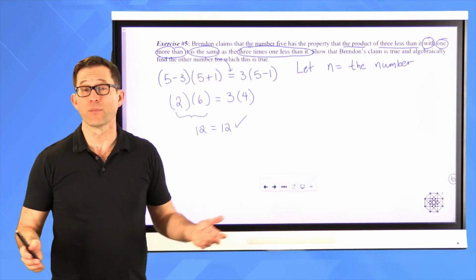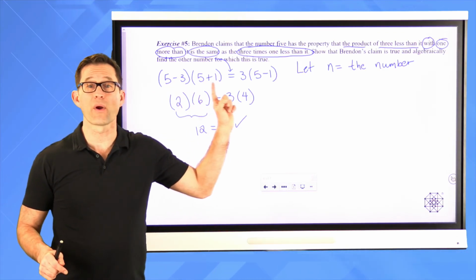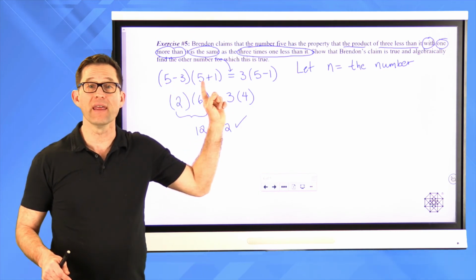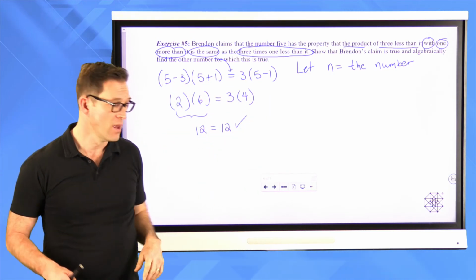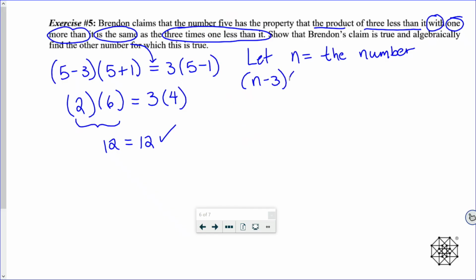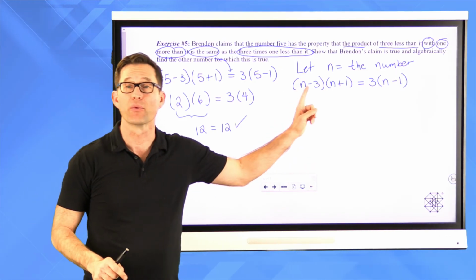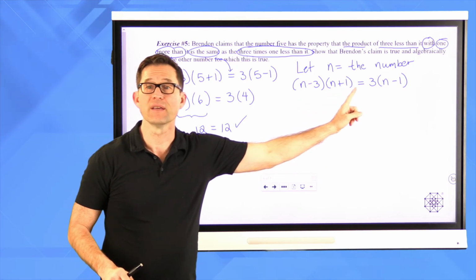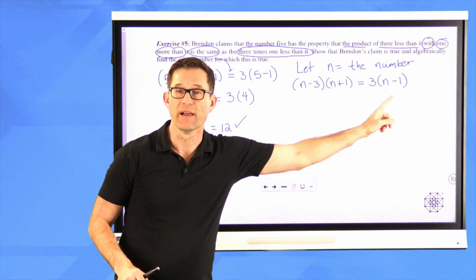Well, quite frankly, we sort of already have the equation. It's right here, except we just need to put an n in wherever there's a 5. So we're going to have n minus 3 times n plus 1 is equal to 3 times n minus 1, right? I mean, that's exactly what it says, right? The product of 3 less than a number with 1 more than a number is equal to 3 times 1 less than the number.